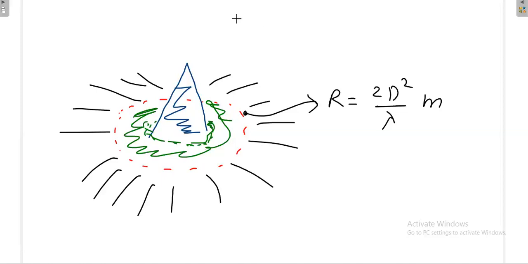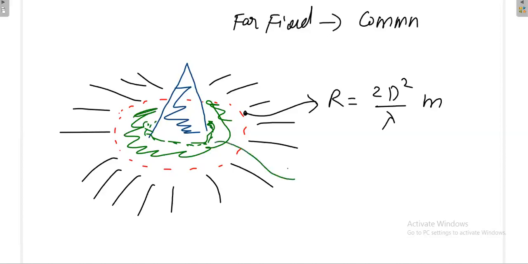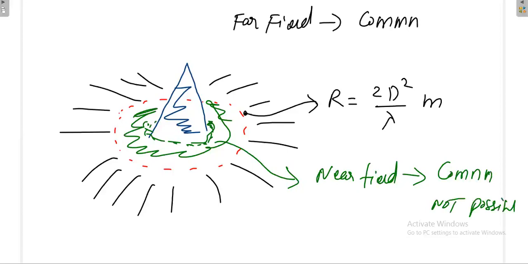With the far field only you can do communication. With the near field, communication is not possible. What is the other name for the near field? The reactive field. Another name for the far field is the active field. The active field can go to a longer distance.